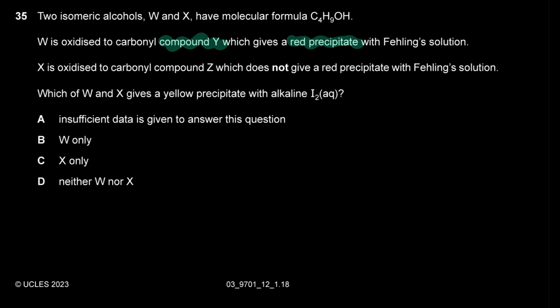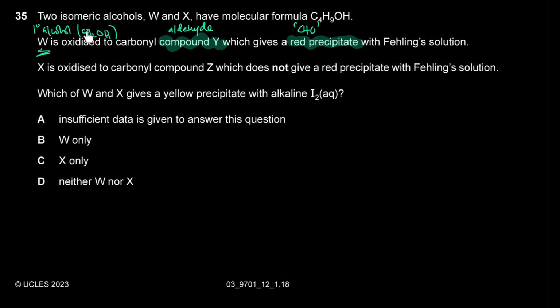So what type of a carbonyl compound is Y? Now Fehling solution is a test for the CHO group, which means that compound Y must be an aldehyde, because it's a carbonyl compound that has a CHO group, which means that the alcohol W must be a primary alcohol. Because primary alcohols are oxidized to aldehydes.